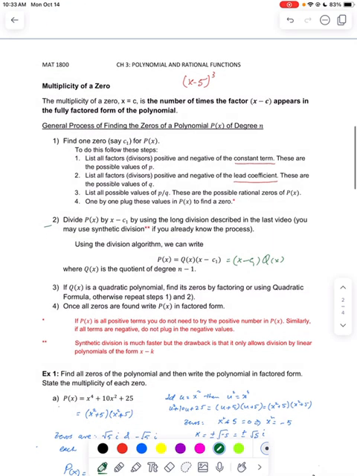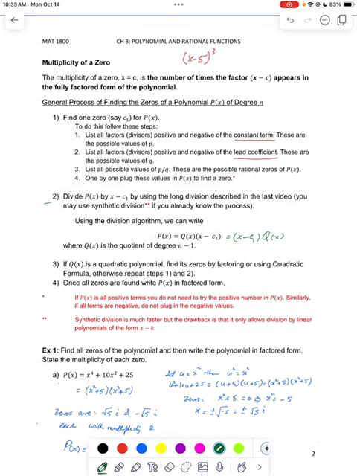Now, if Q of x is a quadratic polynomial, you can find the zeros by factoring or by using the quadratic formula. But if it is not, then you have to keep the process going on. And once you have found all the zeros, then you can put the polynomial P of x in factored form.